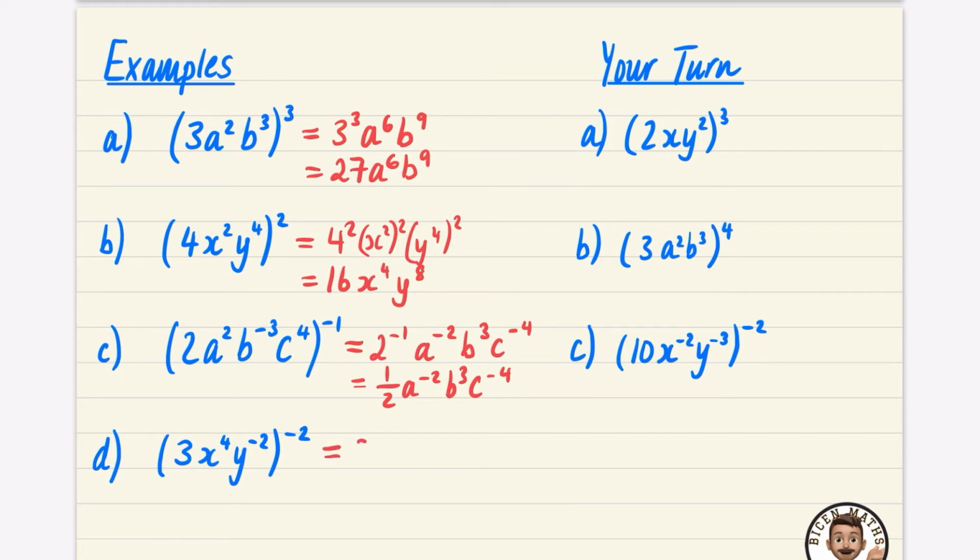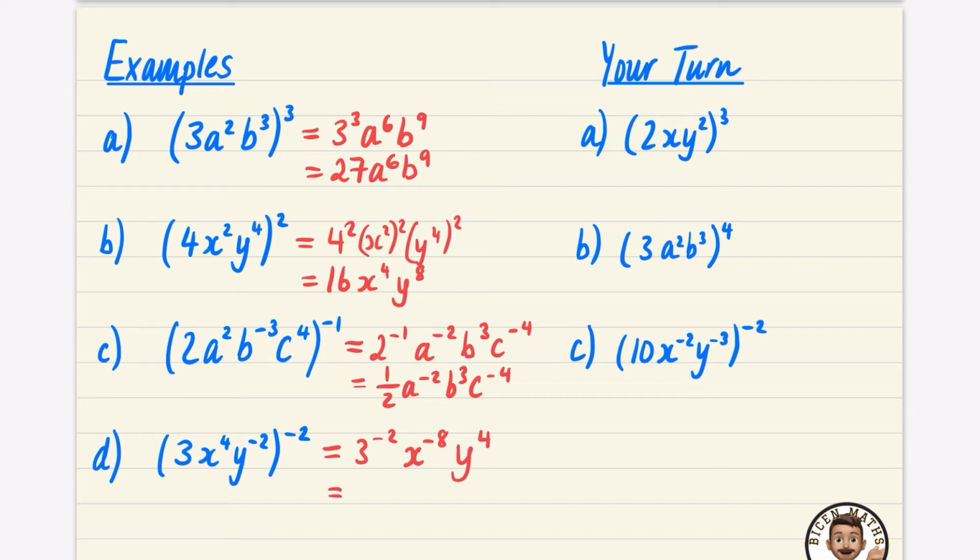And then the last one, I've got a 3 to the power of minus 2. I'm then going to do the x to the power of 4 to the power of minus 2. So you multiply the 4 and the minus 2 and you get minus 8. And then you're going to multiply the minus 2 and the minus 2 for the y. And the negative times the negative gives you a positive 4.